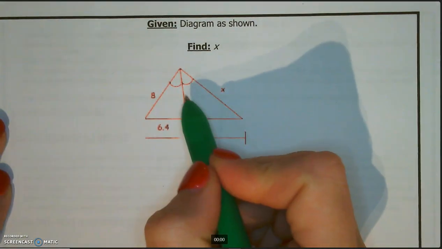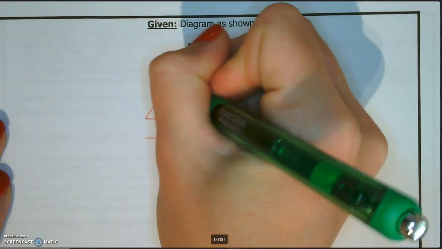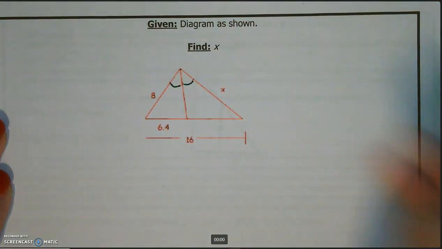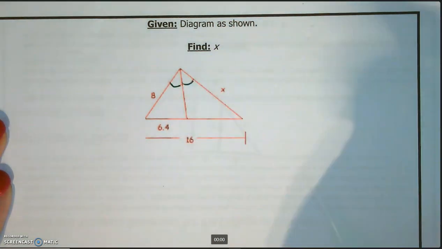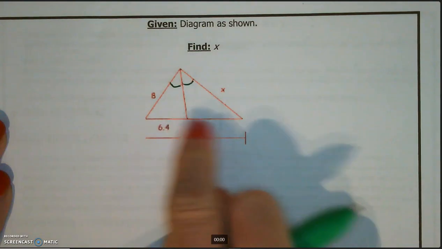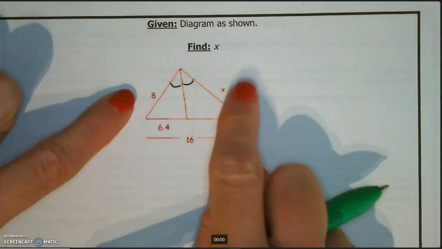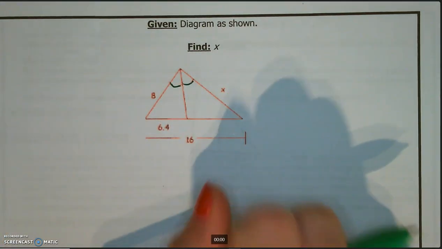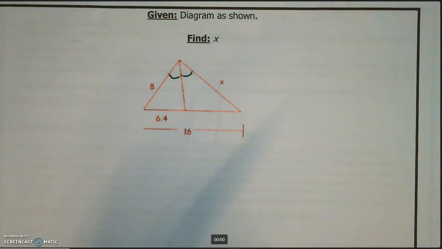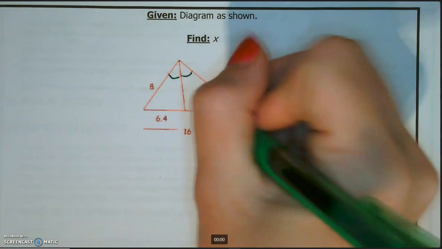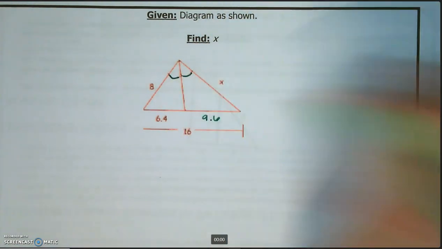Okay, I know that I can apply the angle bisector theorem because I can tell by these arcs that this segment is bisecting that angle. Therefore, it's splitting the opposite side proportional to the two other sides of the triangle. Well, if the entire length is 16, we can do 16 minus 6.4 to see that this side is left with 9.6.